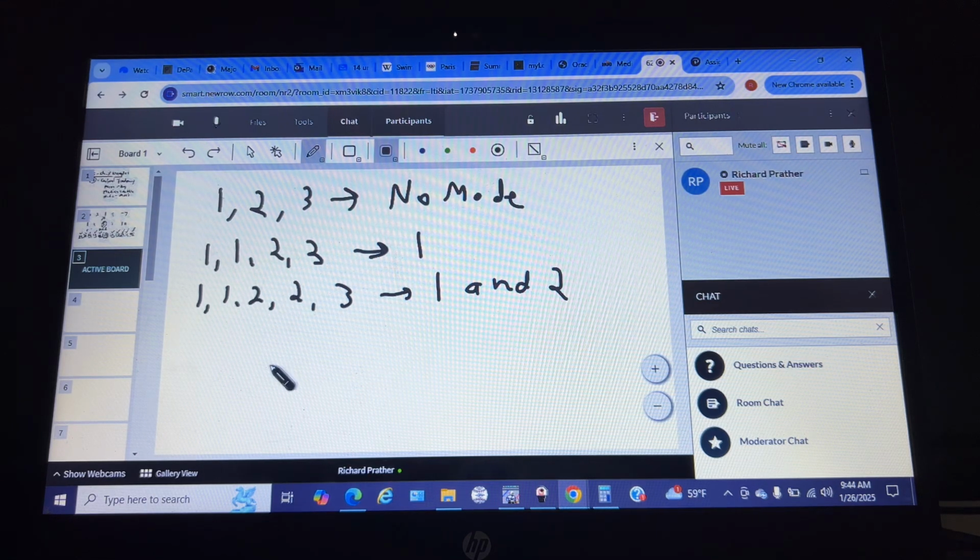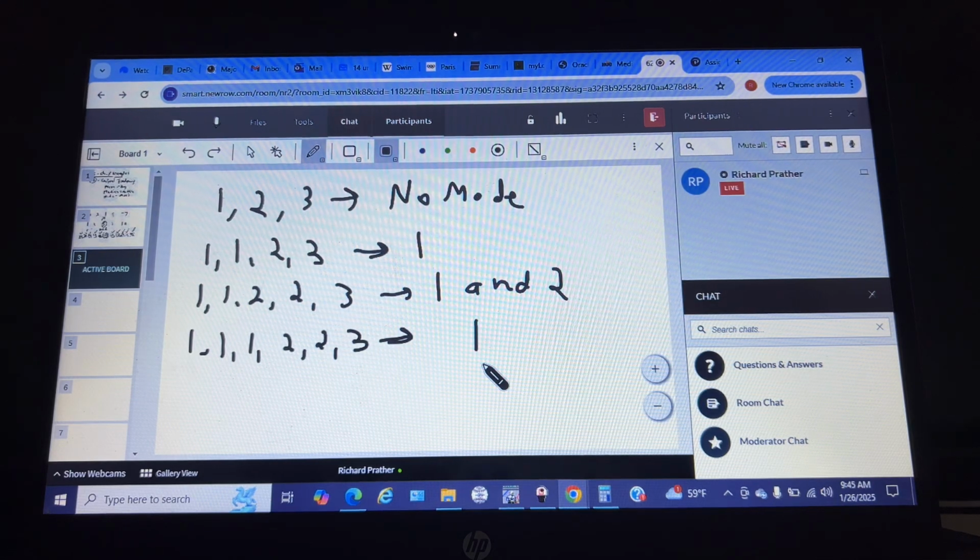But a misconception is some people think the mode is every number that repeats, and that's not necessarily true. So if you have 1, 1, 1, 2, 2, 3, if that's your data set, then you're back to just 1, because 1 happens more than 2 does. There's three 1s and only two 2s, so it's the most. The idea is the most, it's not repeats, but you have to have repeats to have an answer.